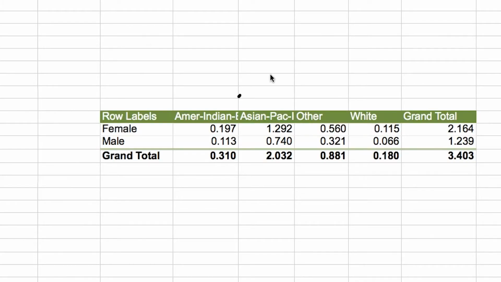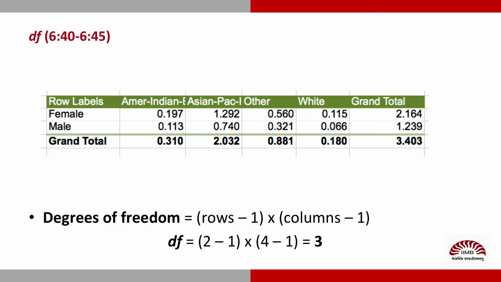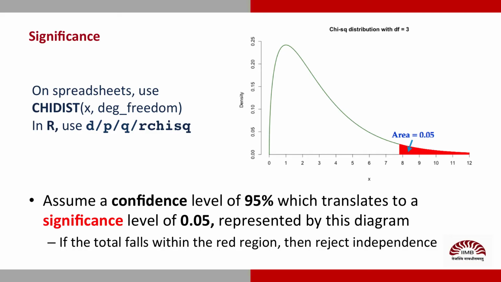Back to our table here, we have 4 categories for race and 2 for gender. So the degrees of freedom turn out to be row minus 1 times column minus 1, which is 2 minus 1 times 4 minus 1, which is simply 3. We'll talk about confidence levels in lots of detail during the next course in our Statistics for Business series. For now, we'll assume a confidence level of 95%, which translates to a significance level of 0.05 or 5%.